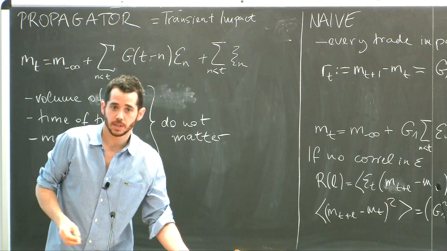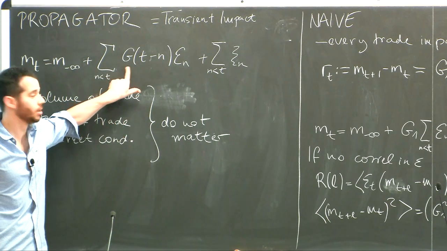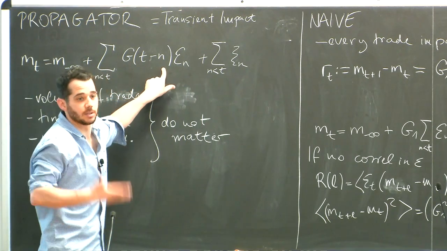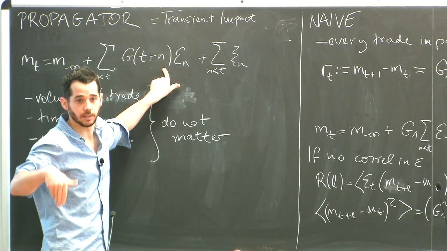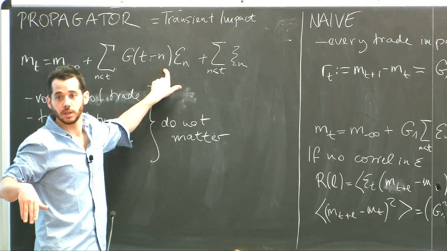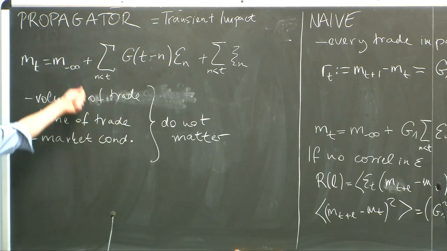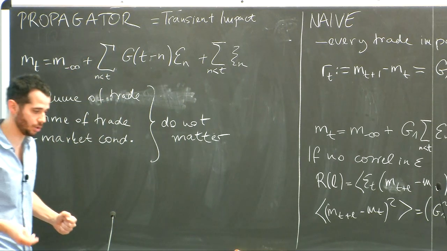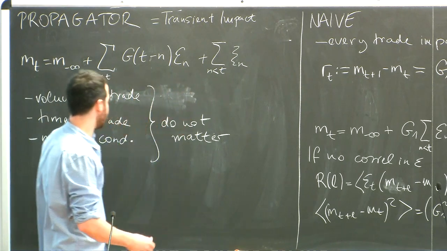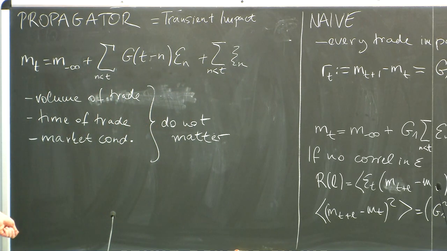Right? I mean, it's clear. In this G, it depends only on T minus N, but doesn't depend on N in this language. And there is nothing extra. So it's obvious that we made these assumptions, and I think it does not surprise you. But keep in mind that this is a huge simplification of the world. The world is more complicated than this.